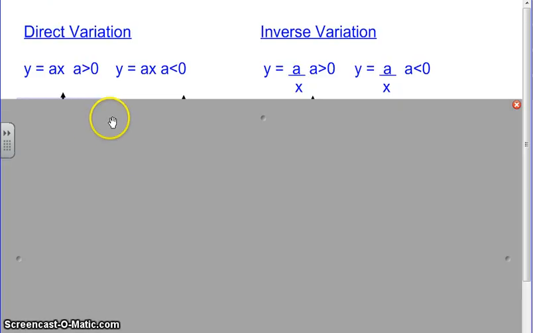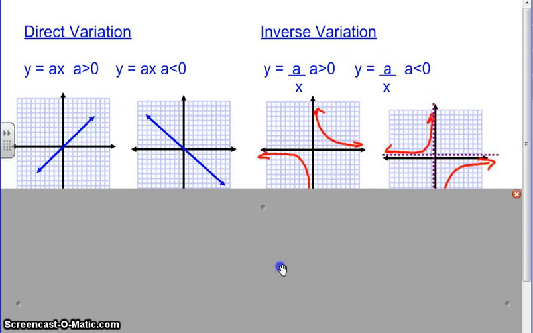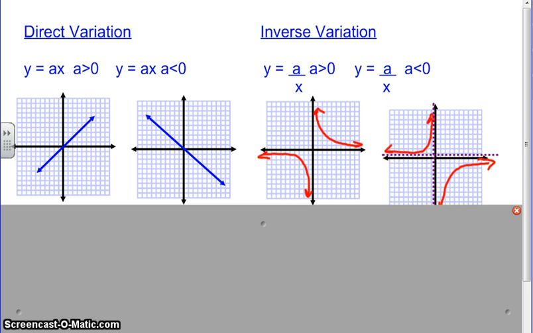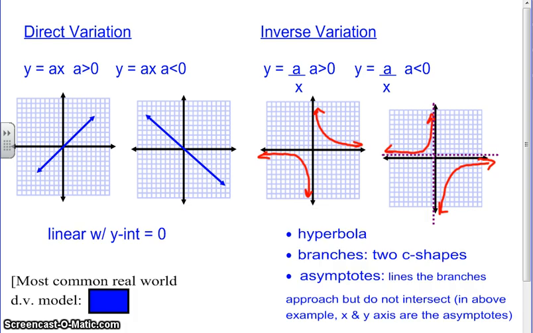We're showing a sample of each of these types of graphs when the constant of variation is positive or when the constant of variation is negative. And there's your example. Pause and take it down.